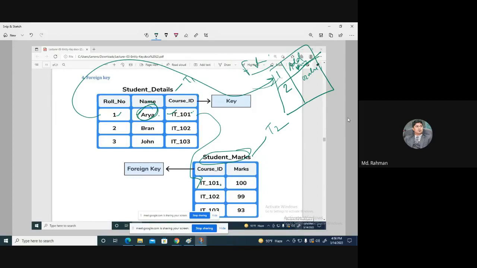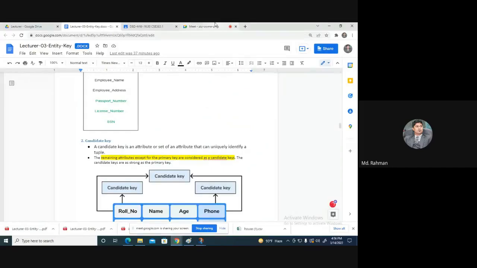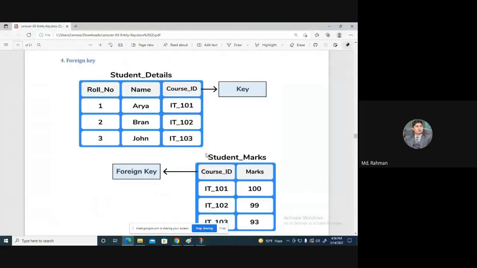So there is no redundancy, right? এখানে কোনো redundancy নেই। Well, now dear, and this is the concept of the foreign key.